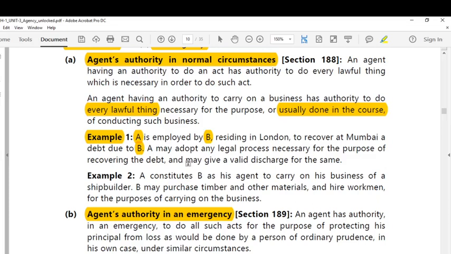A may adopt any legal process necessary for the purpose of recovering the debt, and may give a valid discharge for the same. So, in the normal course, to collect the debt, what is to be done? You have to ask for money. If the money is not given, you have to resort to a legal process necessary for the purpose. So, that is the ordinary course. That is the normal circumstances. So, in all such normal circumstances, whatever actions have been done by the agent within his authority, all such actions will bind the principal, right?